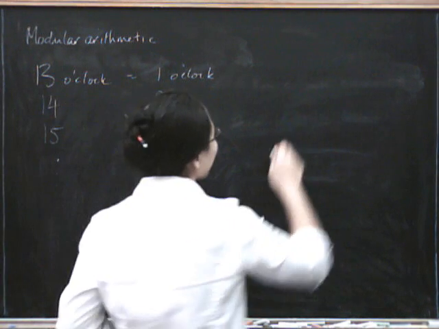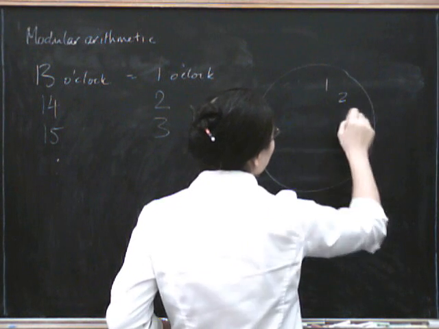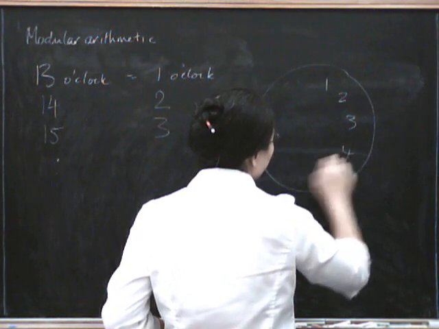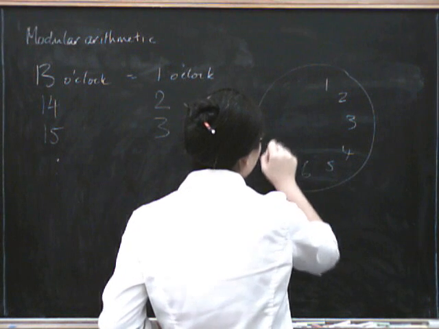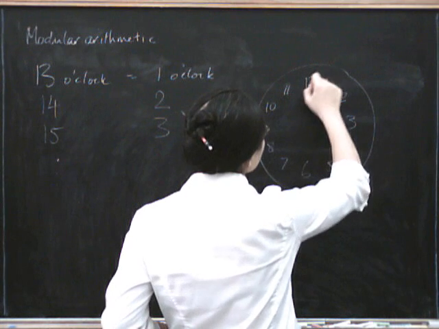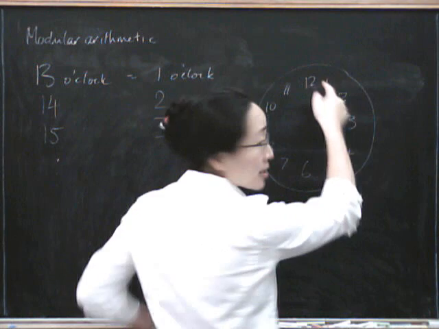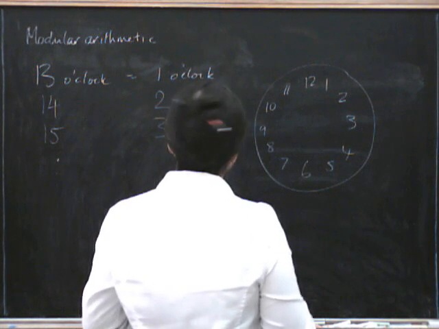So when you go around the clock, you go 1, 2, 3, 4, 5, 6, 7, 8, 9, 10, 11, 12, and then you get back to 1 again. And then you go around, and every time you get back to 12, you go around to 1 again.